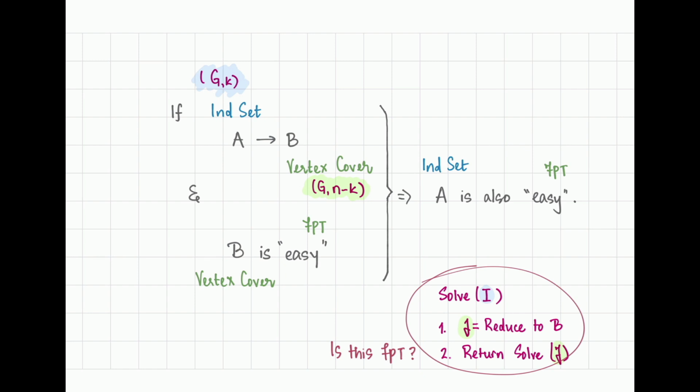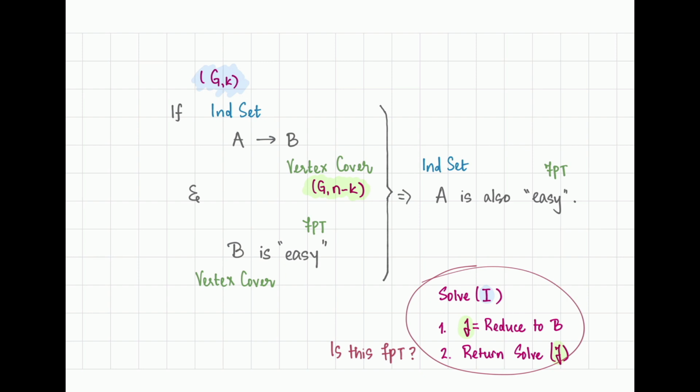In the next step, crucially, we have to run the FPT algorithm for vertex cover on this so-called reduced instance, and then report the answer as the answer for independent set. Because these instances are equivalent, there's going to be no problem with the reporting. This is a perfectly correct algorithm, but the thing we really have to think about is whether this is an FPT algorithm in k, which is the original parameter that we are interested in.